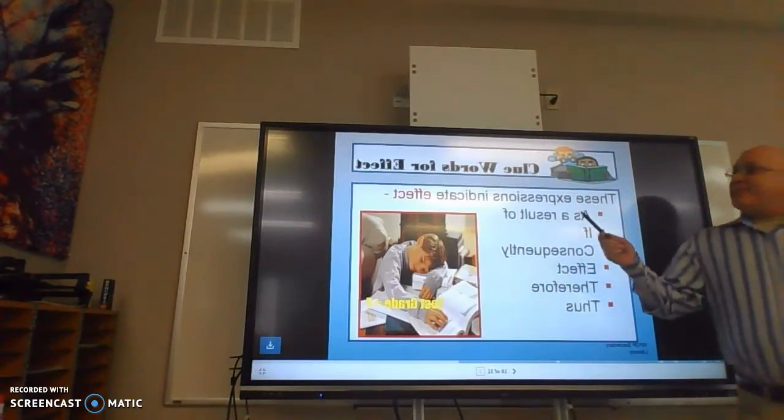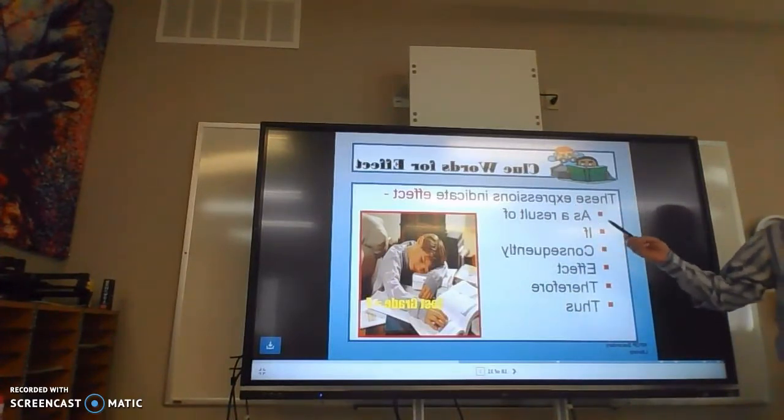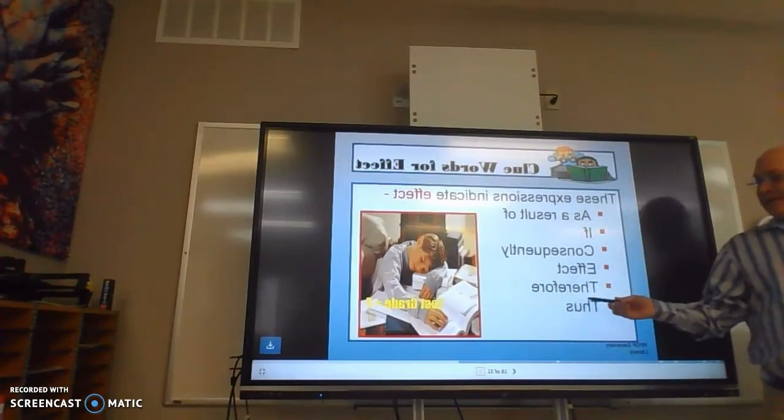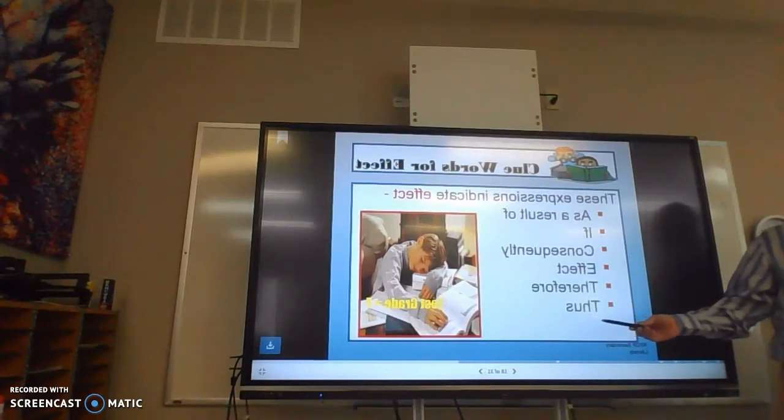Okay, these expressions indicate effect: as a result of, if, consequently, effect, therefore, and thus.